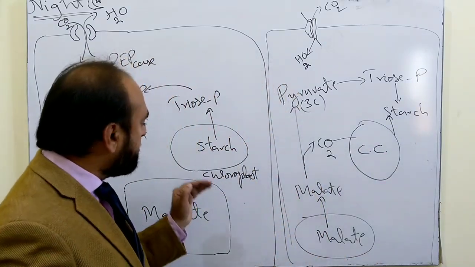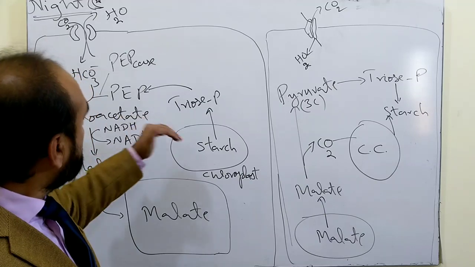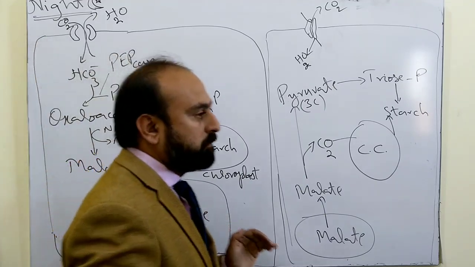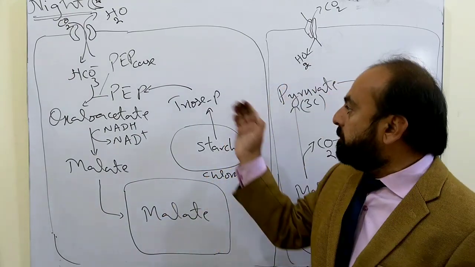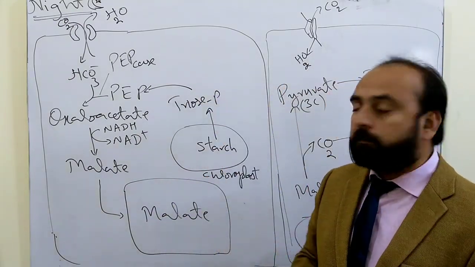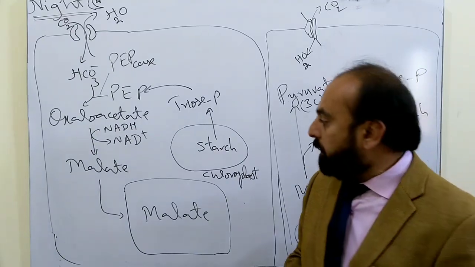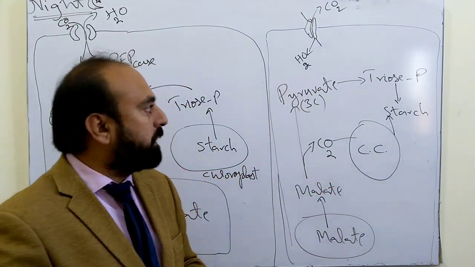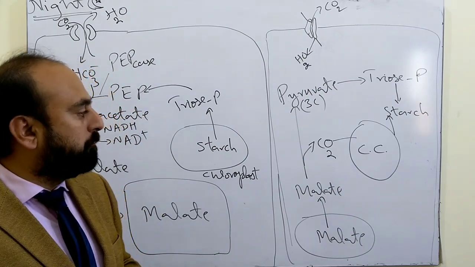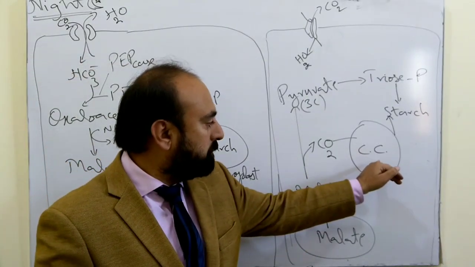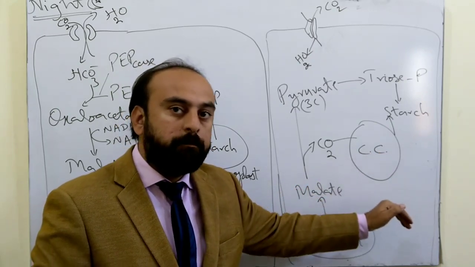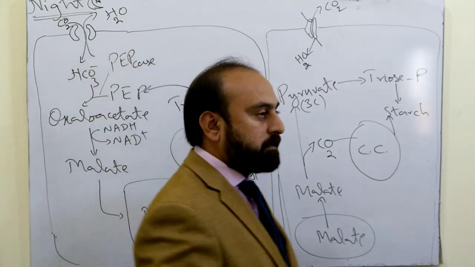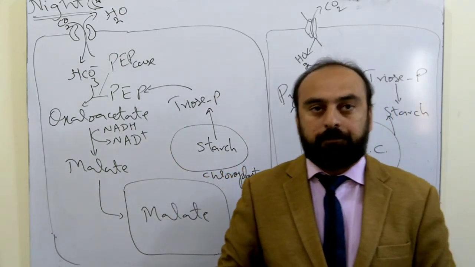So this starch is the source of energy during night time that is required for carbon dioxide fixation. This is the source of phosphoenol pyruvate via triose phosphate. So that is how plants can fix carbon dioxide and do photosynthesis ultimately through the C3 pathway. But in this way they achieve the highest level of water use efficiency.